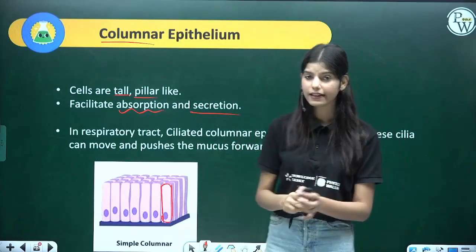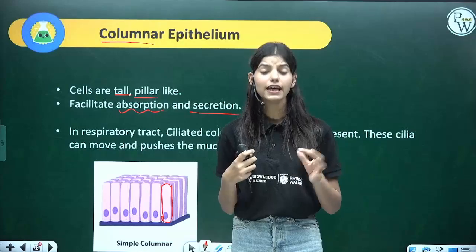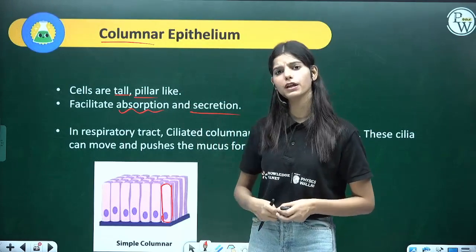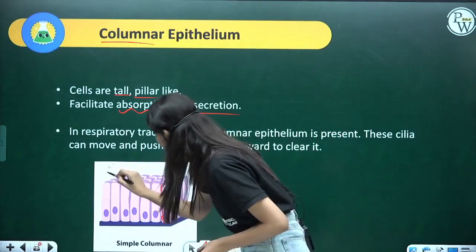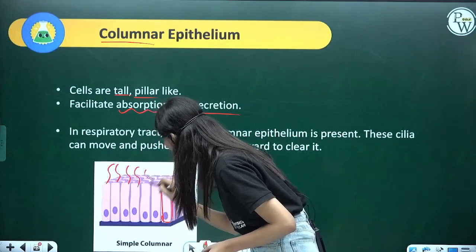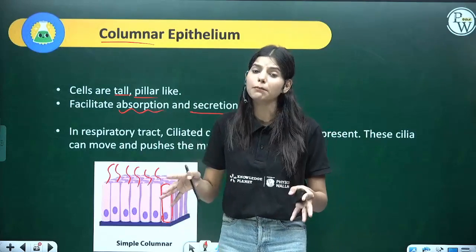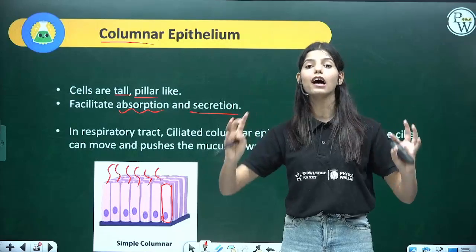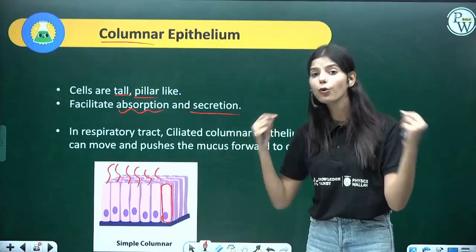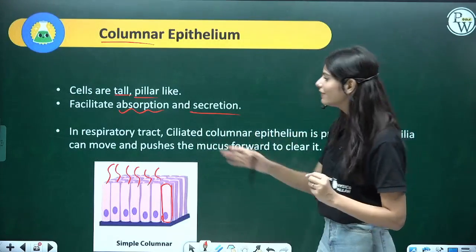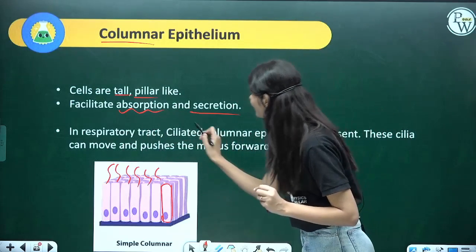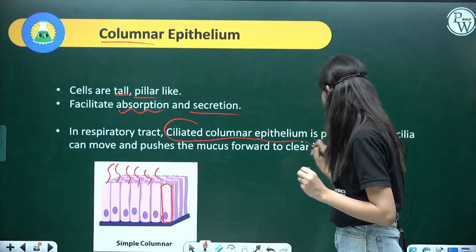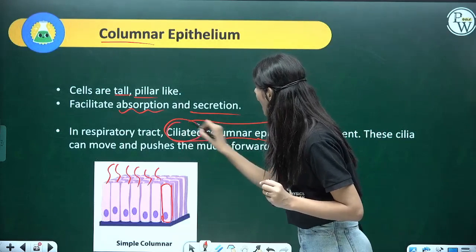And also guys, in the respiratory tract of our body, there is a special type of columnar epithelium. What special type of columnar epithelium? They have cilia present in the cells, and these cilia are really important because they push the mucus upward from the respiratory tract, and that's how we are able to get rid of this mucus. So in the respiratory tract, we have ciliated columnar epithelium, which have cilia.